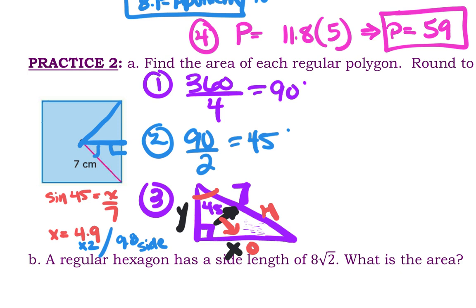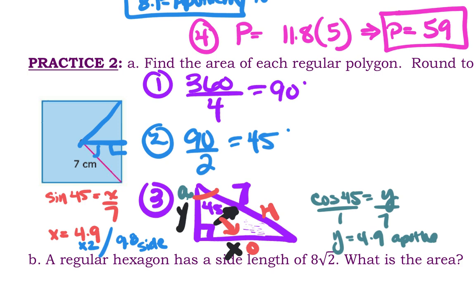If I'm looking for the apothem, which happens to be this side, I would use adjacent and hypotenuse. Is that sine, cosine, or tangent? Cosine. Cosine of 45 is the adjacent over the hypotenuse. So what do we get when we do 7 cosine of 45? 4.9. All right, and this is the apothem. So this one you don't have to do anything else to. You can just go ahead and label the apothem.